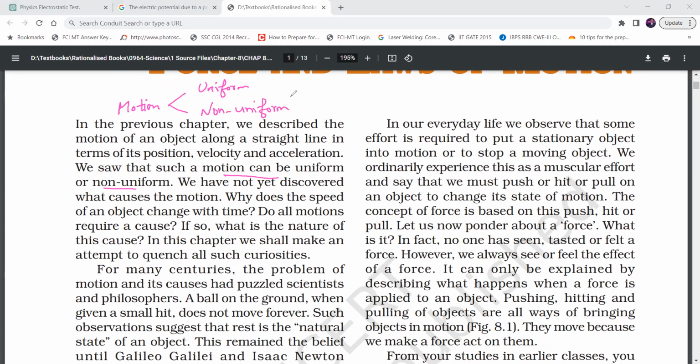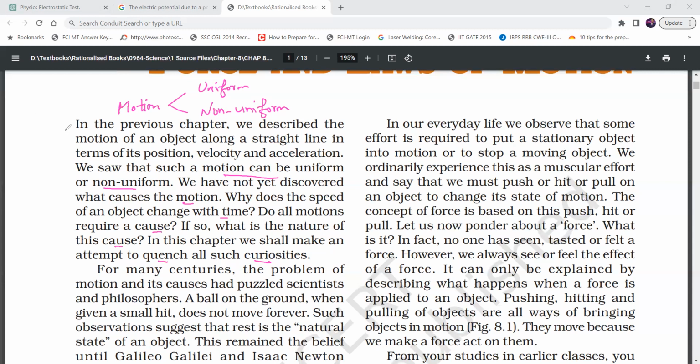We have not yet discovered what causes the motion. So this is the question: why does the speed of an object change with time? This is again the second question: do all motions require a cause? Third question: if so, what is the nature of the cause? Fourth question: in this chapter, we shall make an attempt to quench all such curiosities. So these are the questions we need to answer.